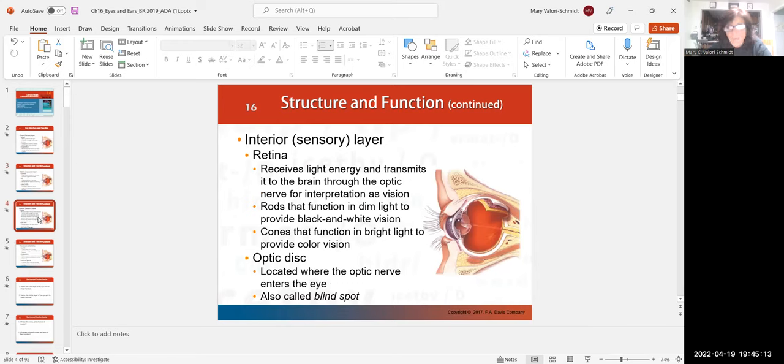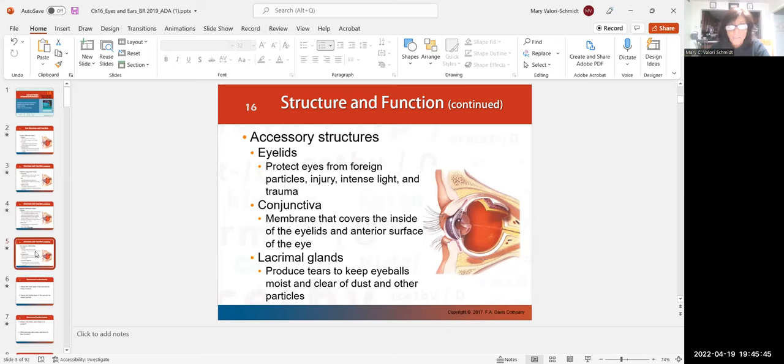And then inside the eye, you've got the retina. Now the retina is the thing that gets the light energy and sends it to the brain to interpret. So when you look at something, you know, you're looking at a video, the signals are just constantly and at lightning fast speed going to the brain saying, this is what you're seeing, right? And then you have an optic disc, and that's where the optic nerve enters the eye. That's also called your blind spot. So there's a teeny tiny little portion that's blind spot, but it's minuscule and so tiny that you don't even notice it's there. Fun fact.